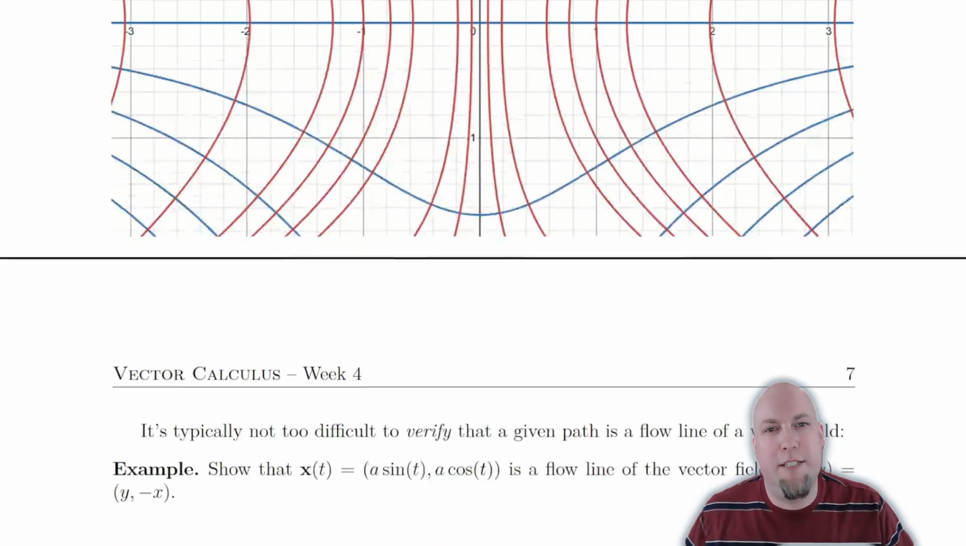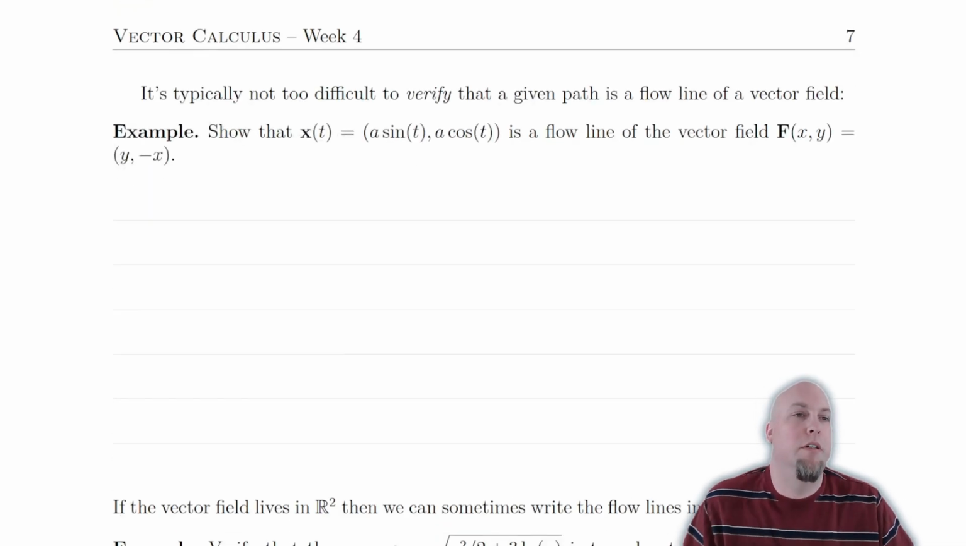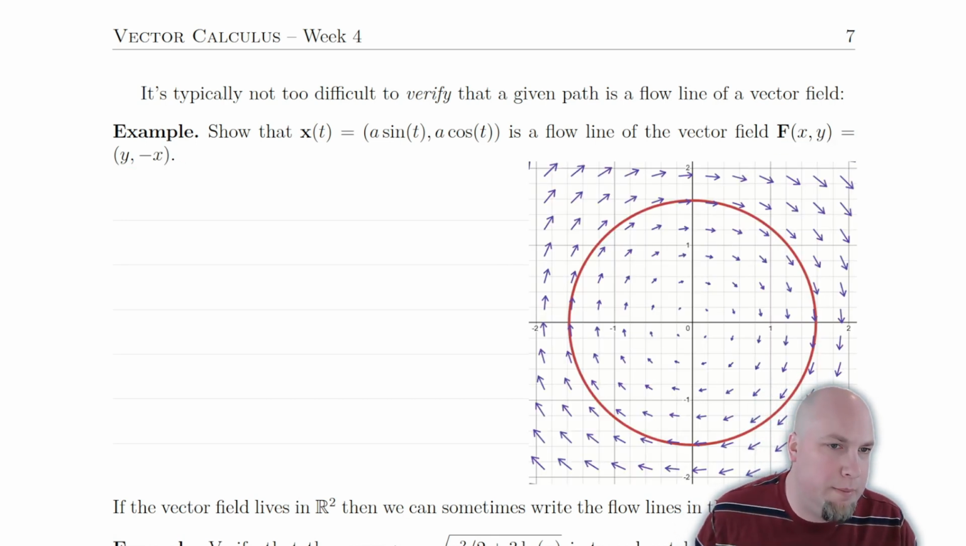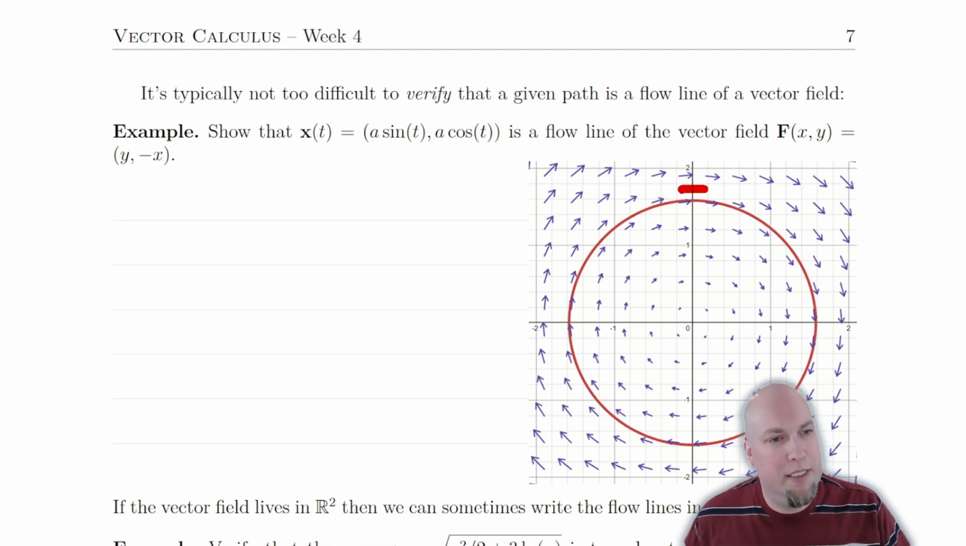Okay, let's do a more computational example. Let's again return to a vector field that we've seen before. This time it's f of x, y equals y, negative x. And remember, we sketched this vector field in the past. At the top, it had arrows pointing to the right. At the right, it had arrows pointing down, and so on.